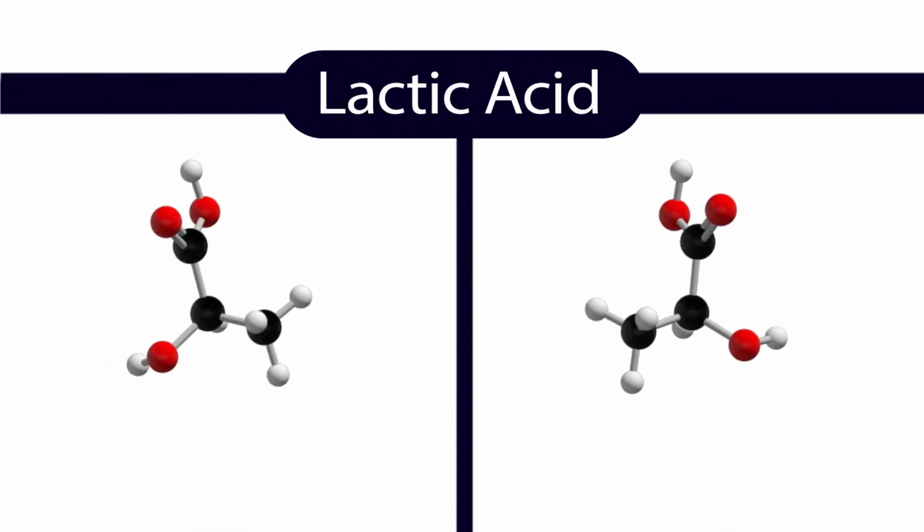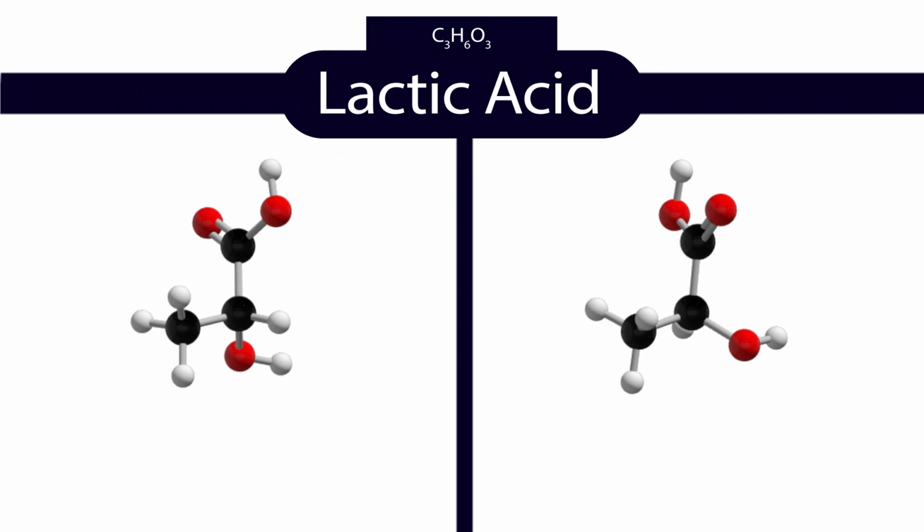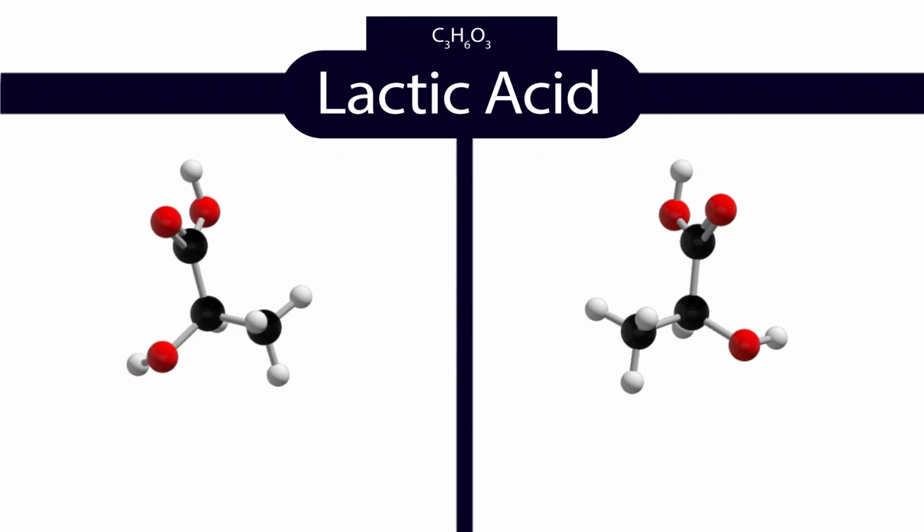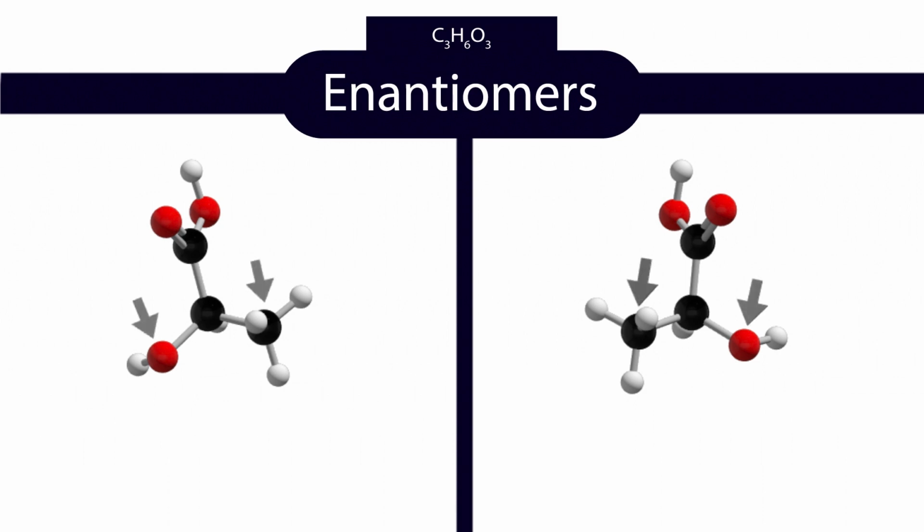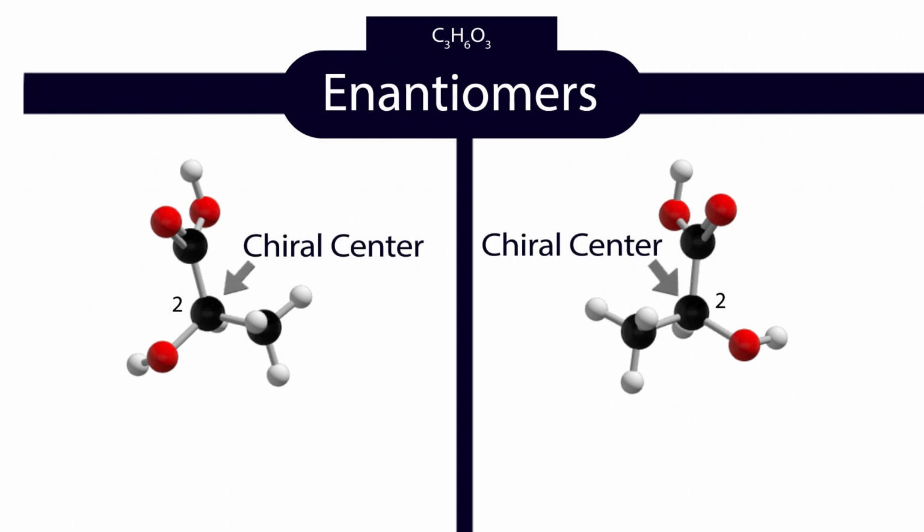Now let's investigate the stereochemistry of a real molecule, lactic acid. Lactic acid has the chemical formula C3H6O3 and exists in two forms, as depicted here. Note that these are unique molecules and cannot be reoriented to be the same and are therefore stereoisomers. Furthermore, they are mirror images of one another and are therefore enantiomers. This symmetry is created by the alternate positioning of carbon 3 and the hydroxyl group around carbon 2. Carbon 2 is therefore the chiral center of lactic acid.